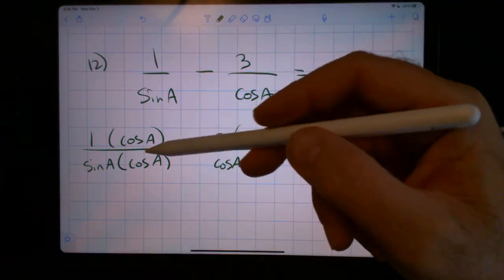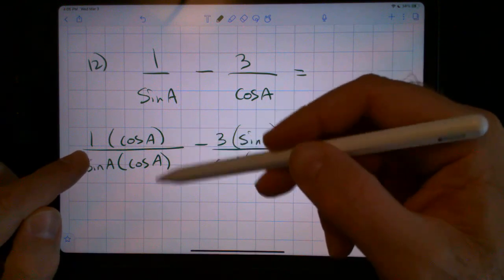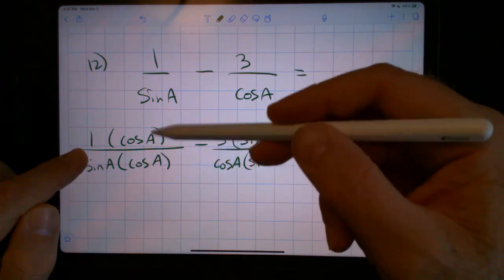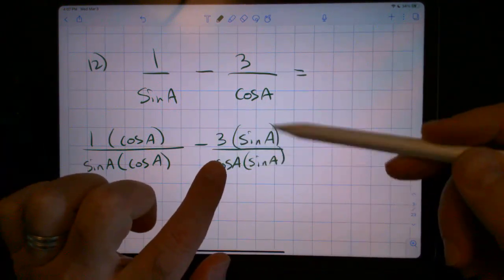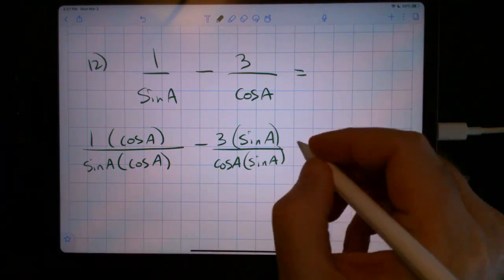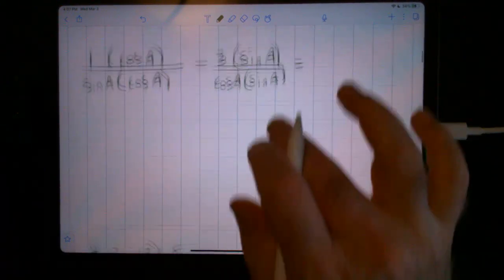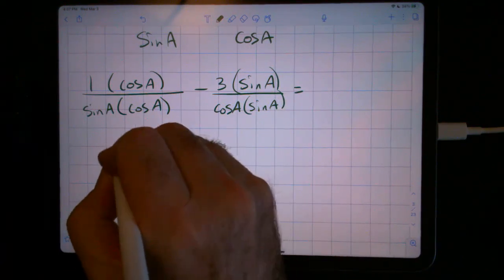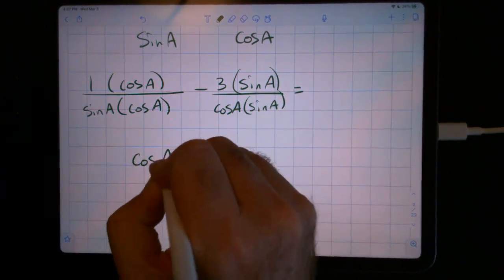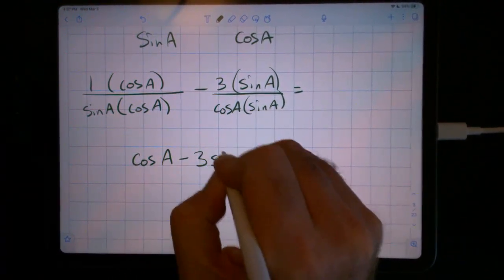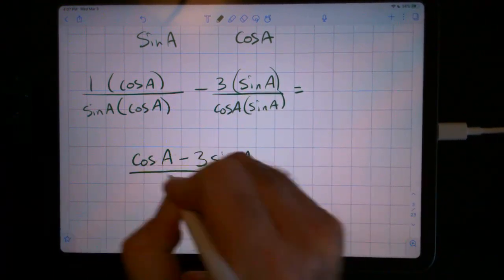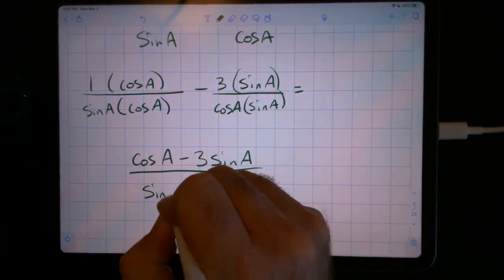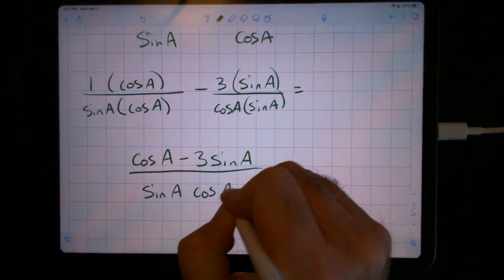So that I'm multiplying this one by a value of 1, the same non-zero number divided by itself, not changing anything. Multiplying this also by a 1, that's not changing anything. And what this gives me is cosine A minus 3 sine A, all divided by sine A cosine A.